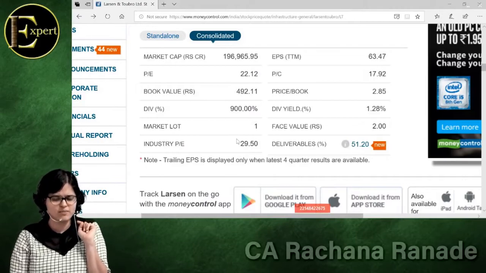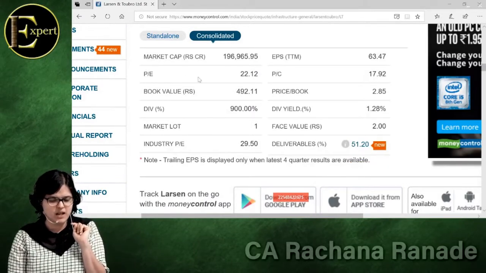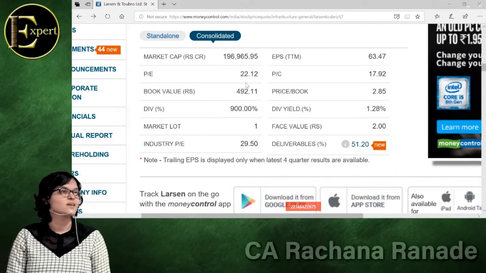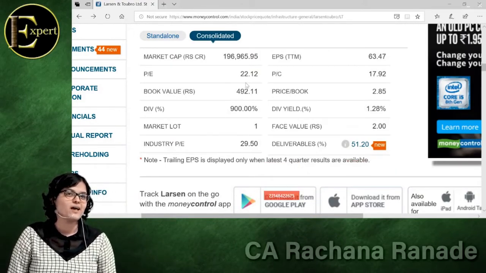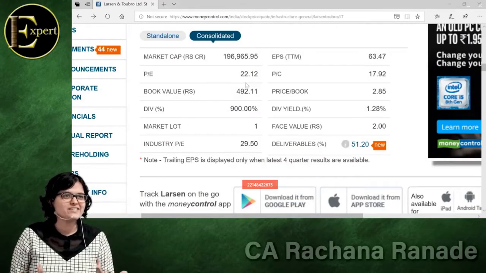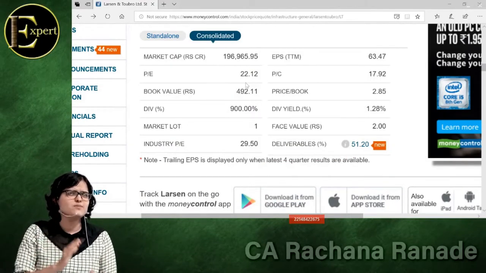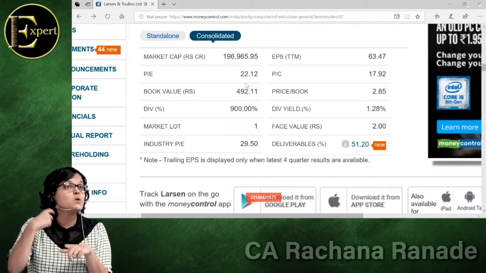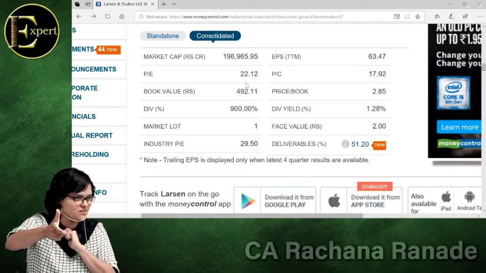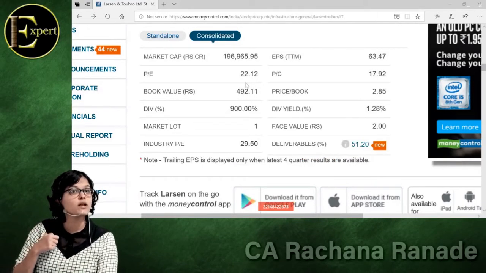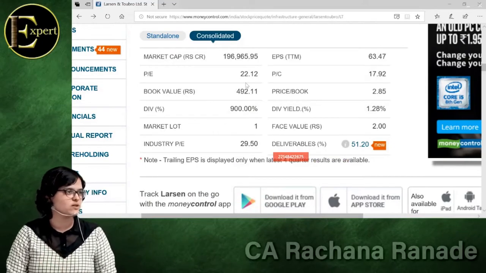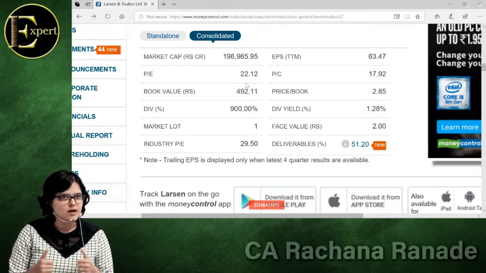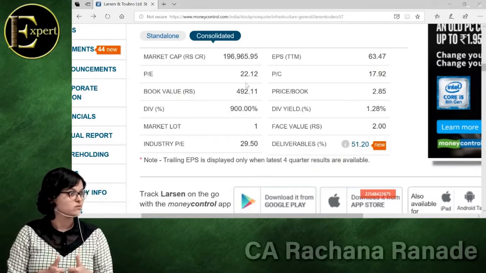Now who can tell me whether, with this PE, do you think that L&T share is expensive or a little bit less expensive? Little less expensive. Why? On an average, the industry PE is 29. In simple words, on an average, for any infrastructure company, people are ready to pay 29 times of the earnings. But for L&T right now, we are paying only 22 times of the earnings. Correct? Are you understanding this? So this is cheaper stock.